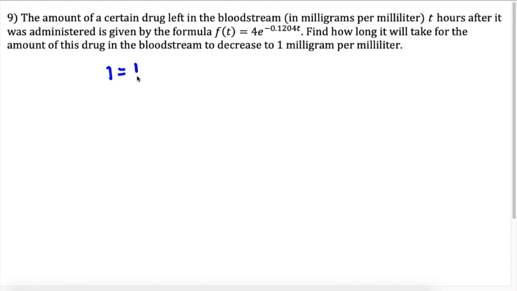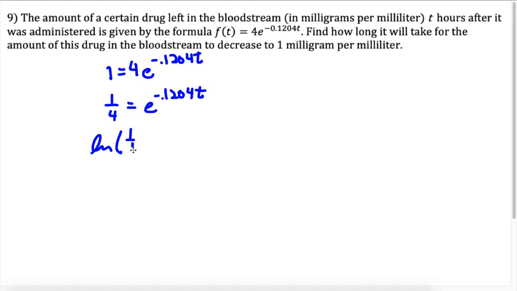So 1 equals 4 times e to the negative 0.1204 t power. And then I just want to solve this equation for t. So the first thing I would want to do is get the exponential portion by itself. So I'm going to divide the 4 over. So I'll have 1/4 equals e to this power. Well, now I can rewrite this as a log, or again, we can think about that as taking the natural log of both sides. So I'll end up with the natural log of 1/4 equals negative 0.1204 t.